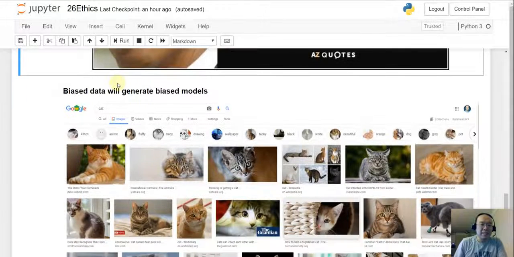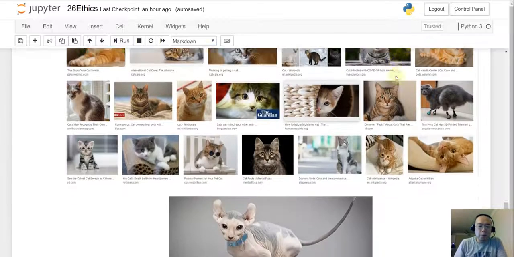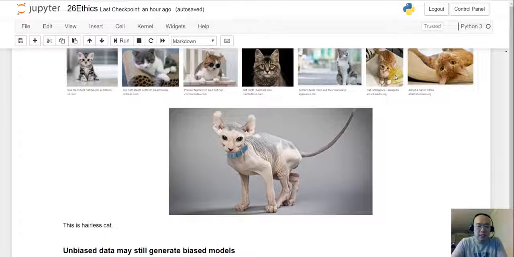The second part is that biased data will generate biased models, and we have seen this example. If you bring up Google Images and search for cat, you see a bunch of different cats, and what's the problem? One of the problems I have seen is it doesn't cover all the species of cats. One of the examples I showed you is this hairless cat, which is a special species of cat.